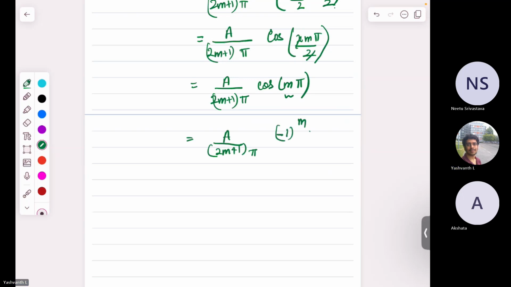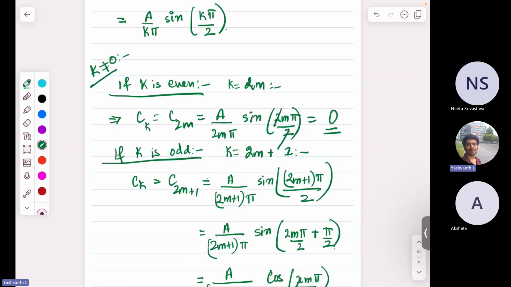Is it okay? I hope it's okay. Fine. So now I found out the values of ck for both even and odd.